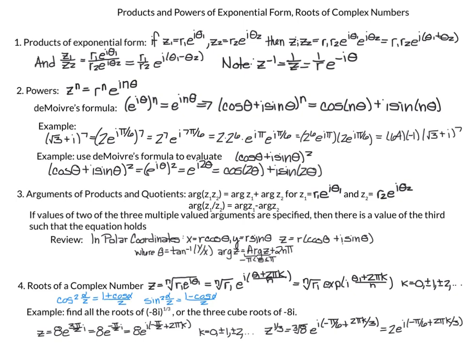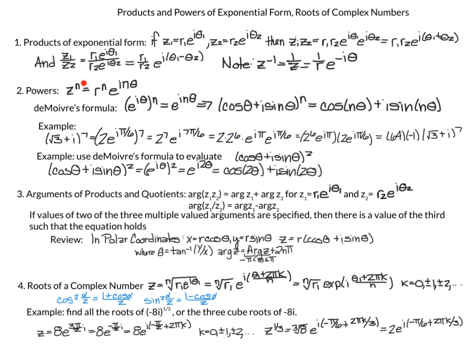Similarly, z1 divided by z2 is equal to r1 e^(i theta 1) over r2 e^(i theta 2), so you have the ratio of r1 to r2, and you have e^(i (theta 1 minus theta 2)). And we want to note that z to the negative 1 is 1 over r times e^(minus i theta). The next topic we will go over is powers.